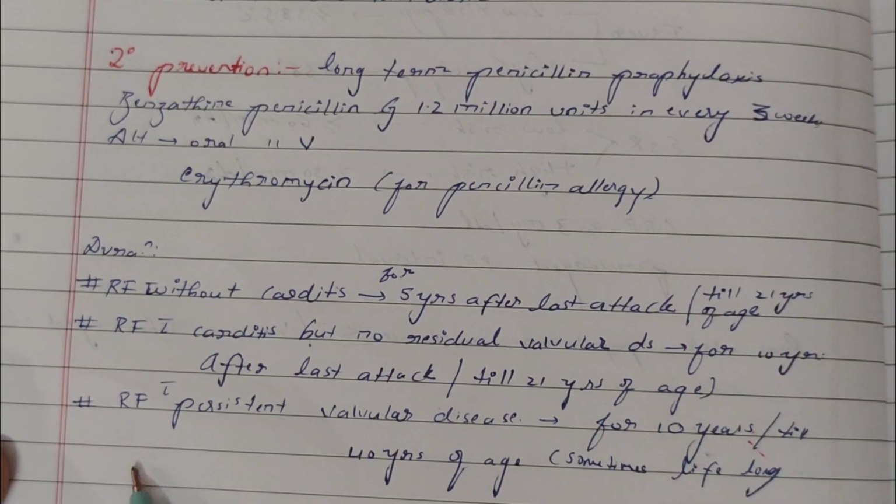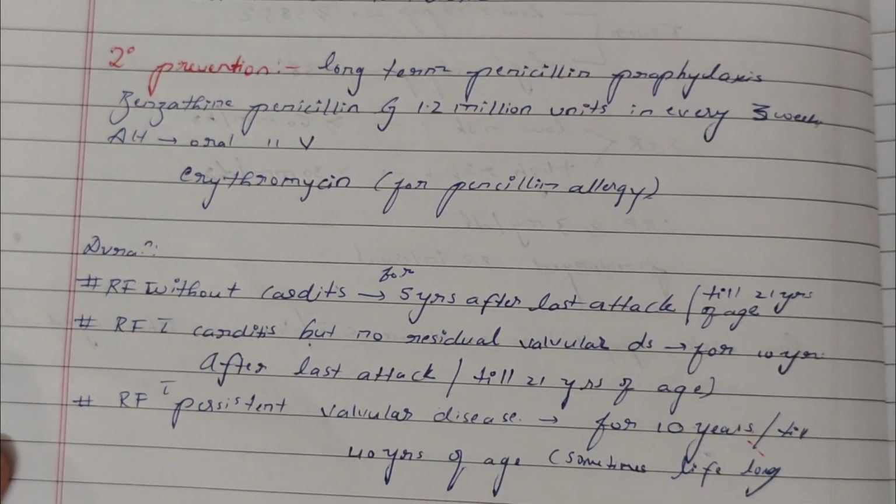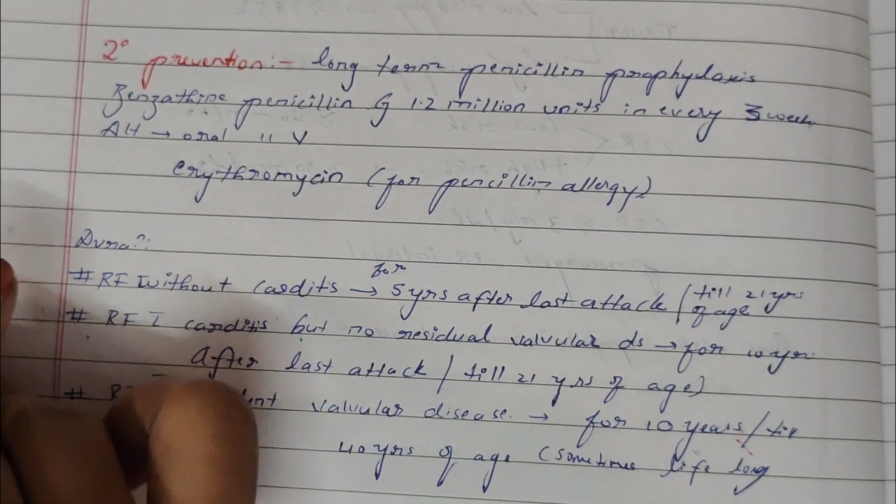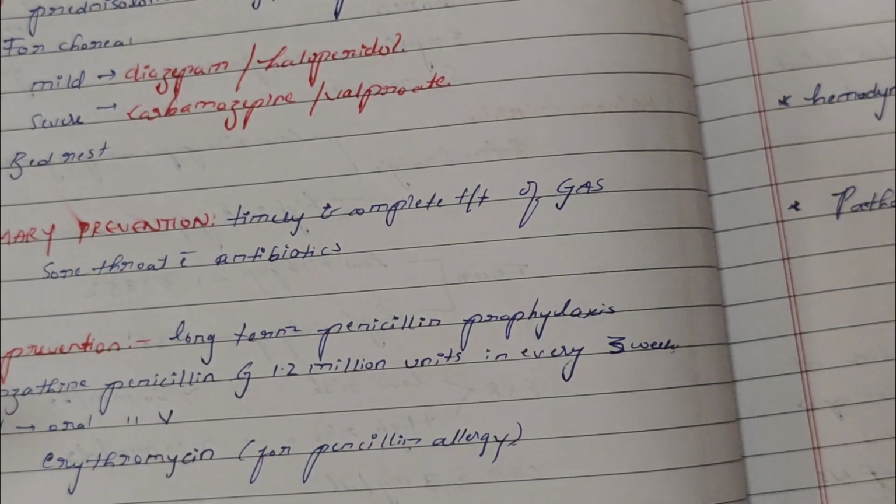Rheumatic fever with persistent valvular disease, for 10 years or till 40 years of age, or sometimes lifelong. So now we are done with acute rheumatic fever.